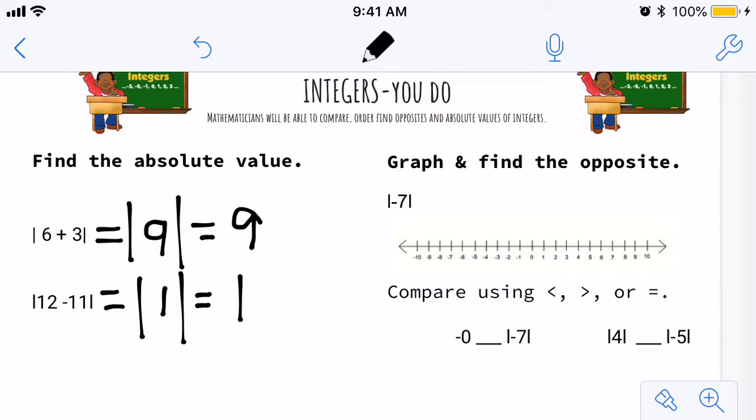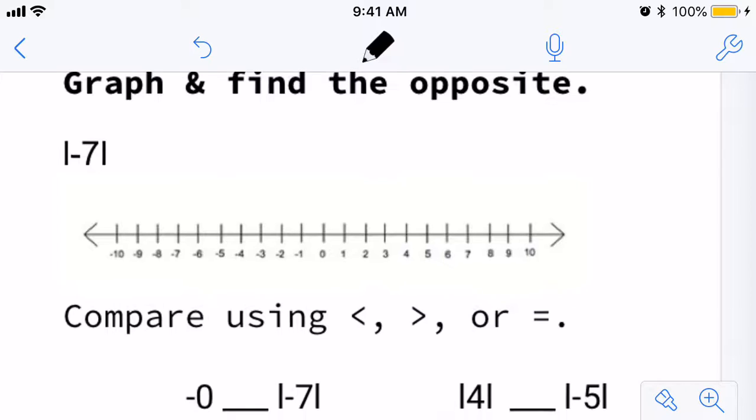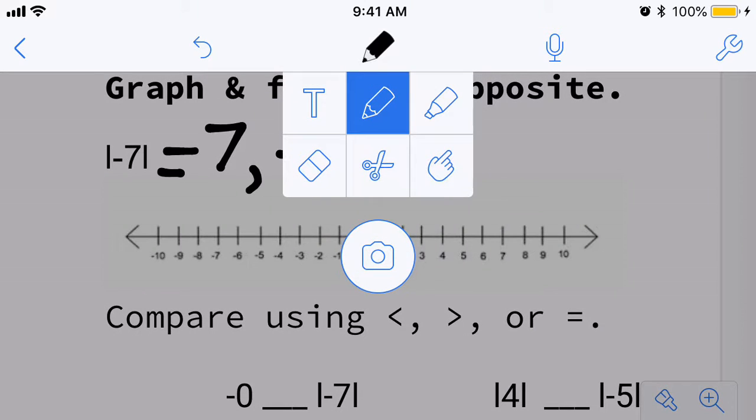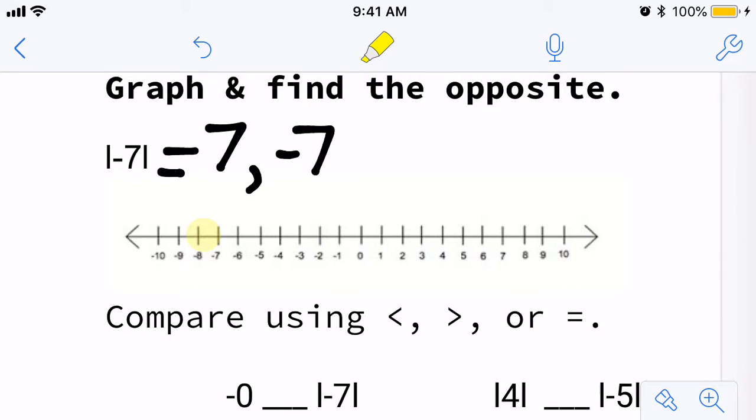Graph and find the opposite. This one includes an absolute value. So the first thing I'm going to do is I'm going to take the absolute value of -7, which is 7. And then I'm also going to write its opposite down, which is -7. And then I'm going to graph both.